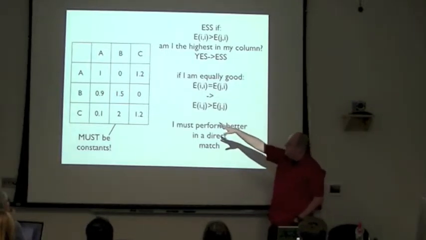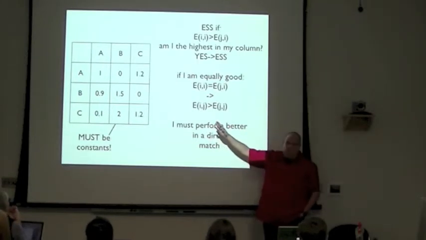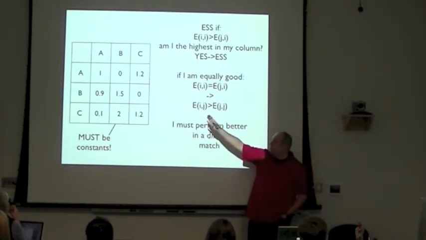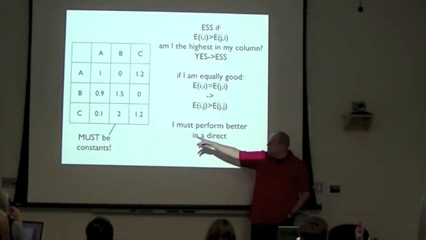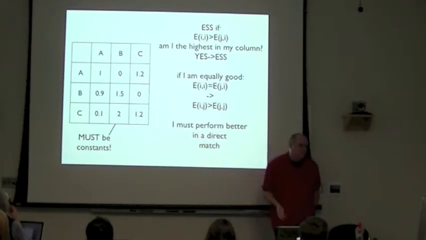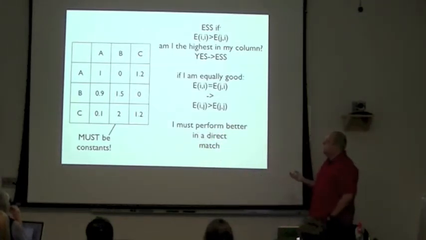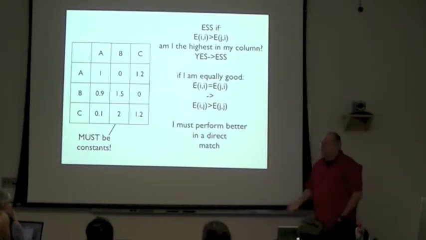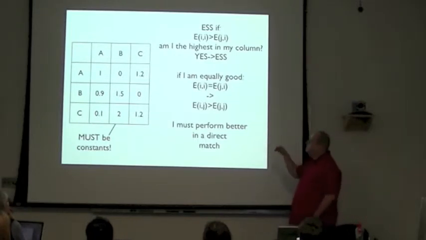So the A player gets playing himself 1 as a payoff. And then I just ask if this is the highest number in its column for A. It's higher than 0.9, it's higher than 0.1. That means that this A player necessarily is an evolutionary stable strategy because this first condition, being the highest in your own column, is fulfilled. If that's fine, I can ignore the second step.